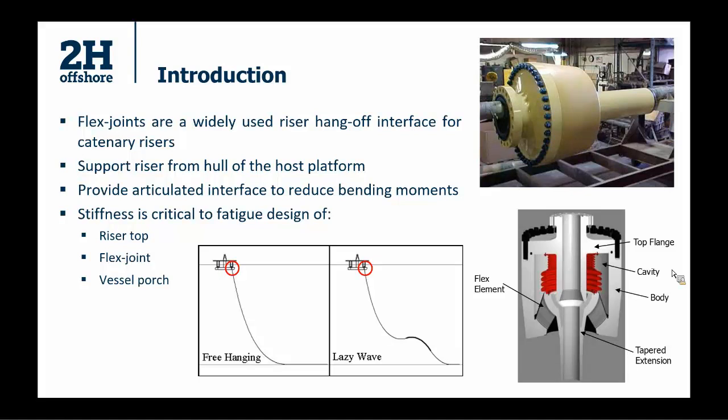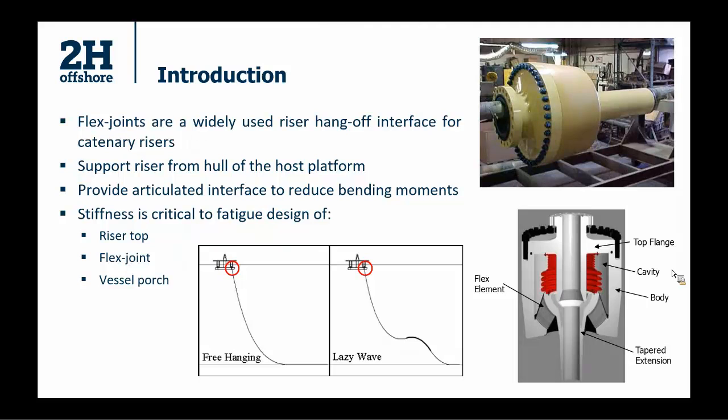From the riser design point of view, the most important parameter is the stiffness of the flex joint. The stiffness will be the controlling parameter for the fatigue design of the top region of the riser. In addition to that, the fatigue load histogram from the riser global fatigue analysis will be provided to the flex joint vendor so that the fatigue design of the flex joint itself will be based on the fatigue load histogram. And also the vessel porch fatigue design will be based on the fatigue load histogram provided by riser analysis.